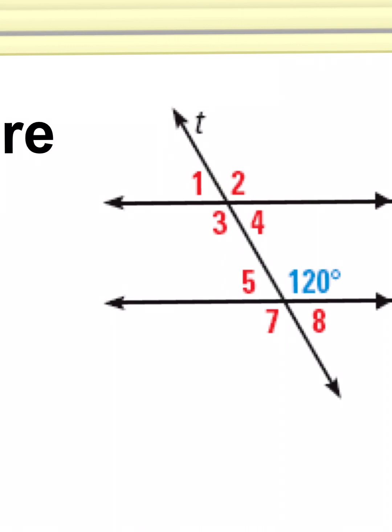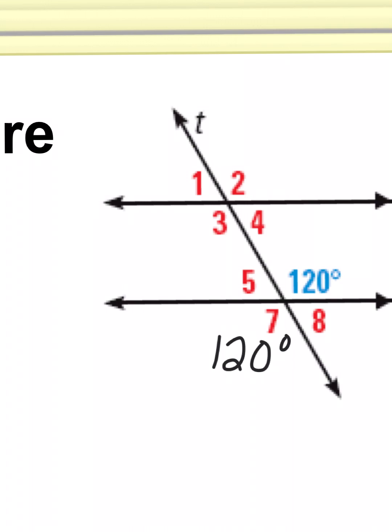Okay, let's start in that bottom square here, 5, 7, 8. Why is 7 120? Because it's right across from it, and it's vertical angles. Vertical angles have the same measure. Okay, so we know angle 7. How do we find the angle 5 and 8?